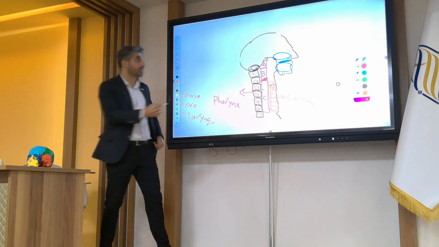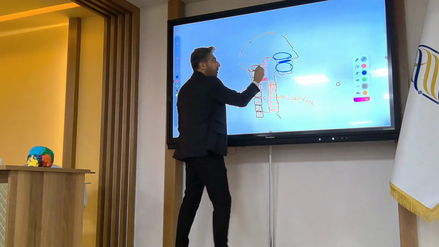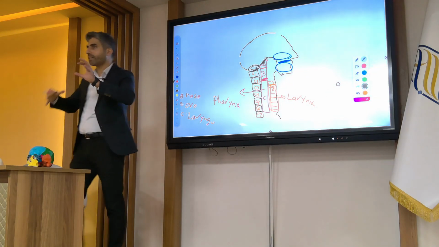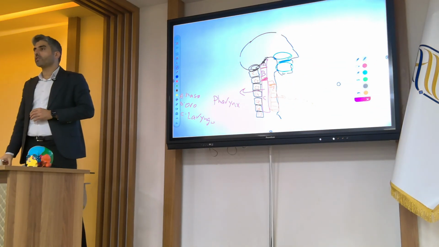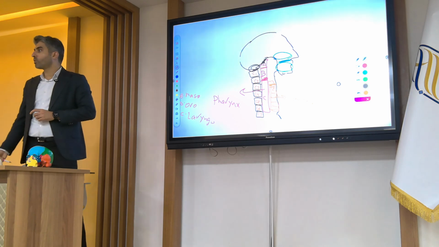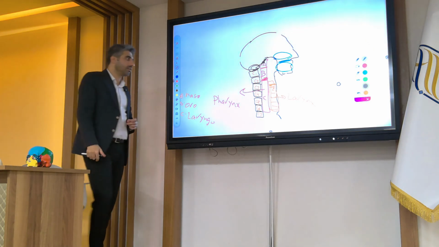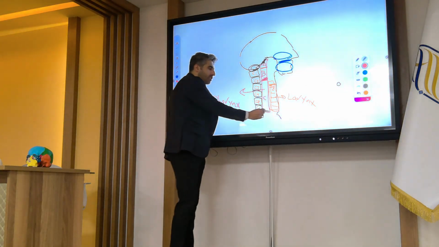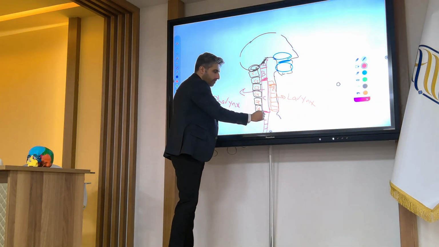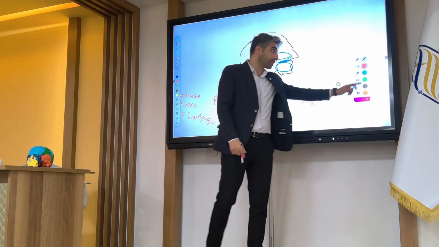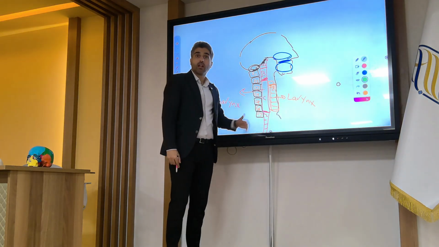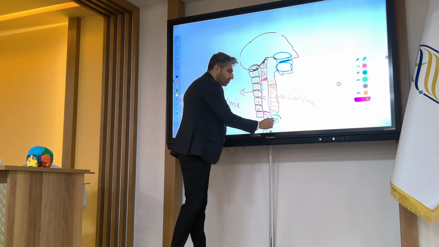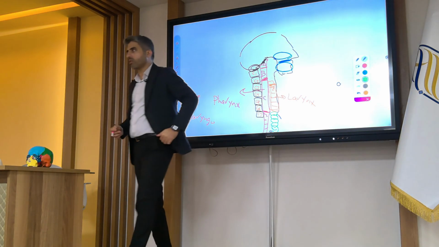The roof of the pharynx is here, the basilar part of the occipital bone. The muscles of the roof of the pharynx attach here to the basilar part of the occipital bone, and we have the pharyngeal tubercle, and you can see this in the picture. And I told you, when the pharynx finishes at the level of C6, we have the esophagus. But when the larynx finishes at the level of C6, we have the trachea. Okay?